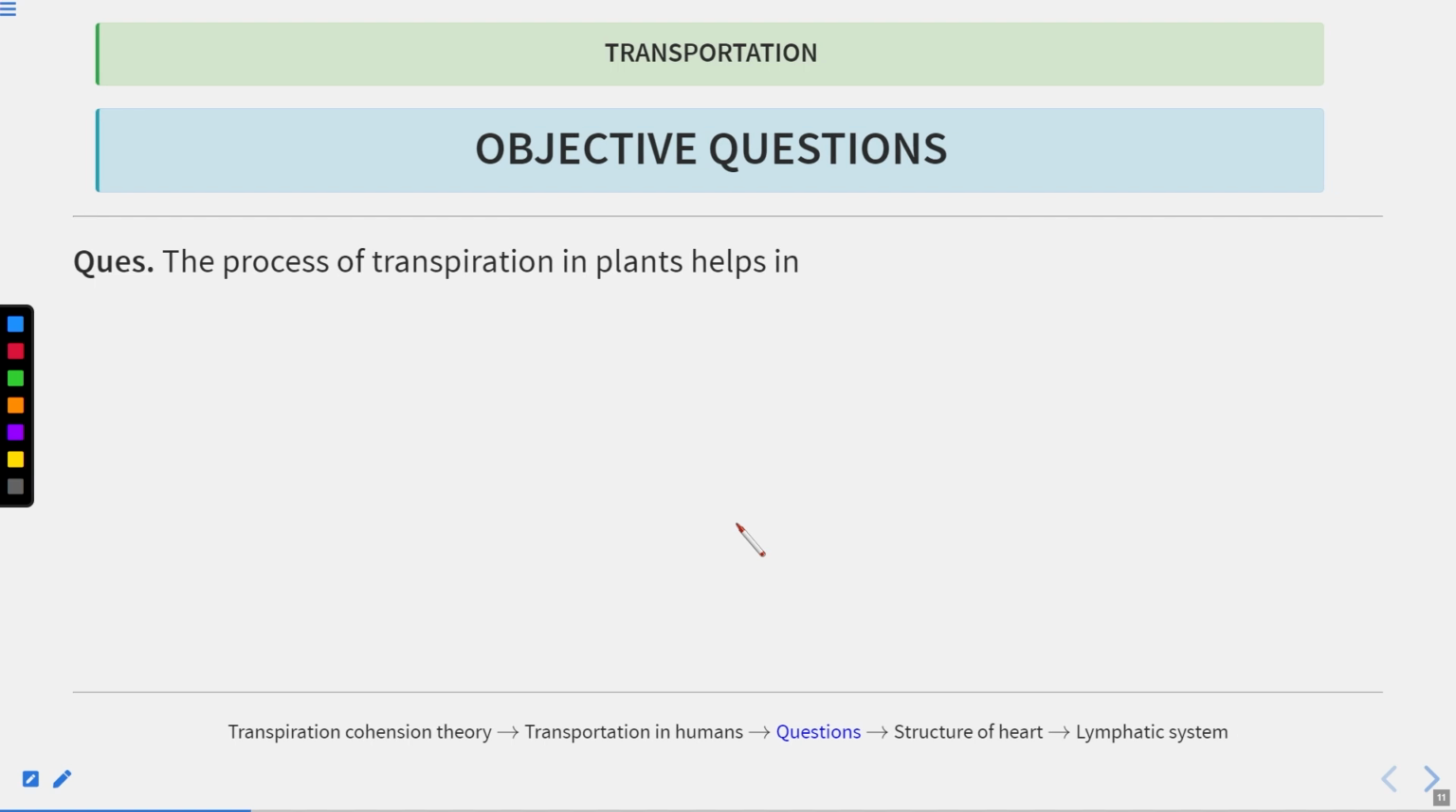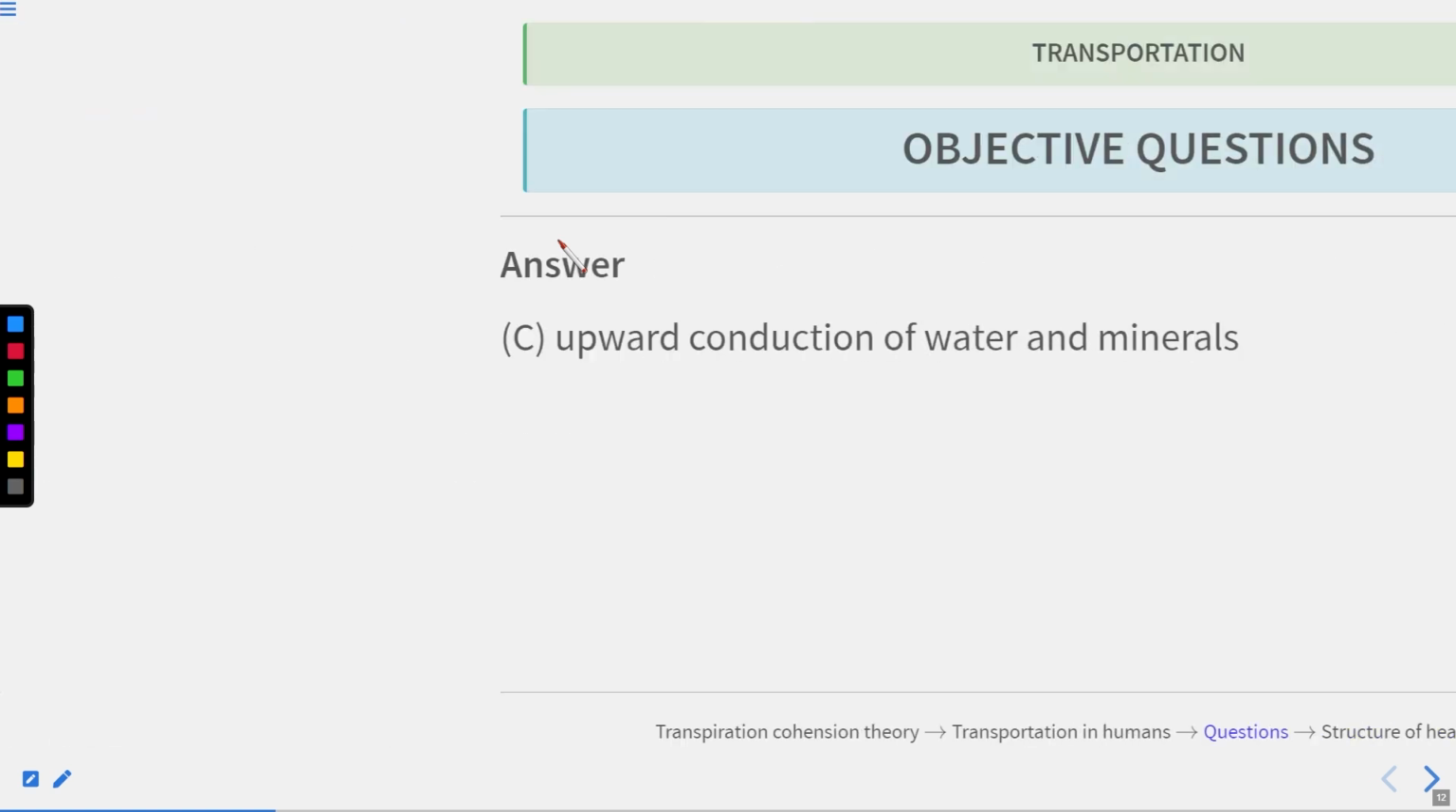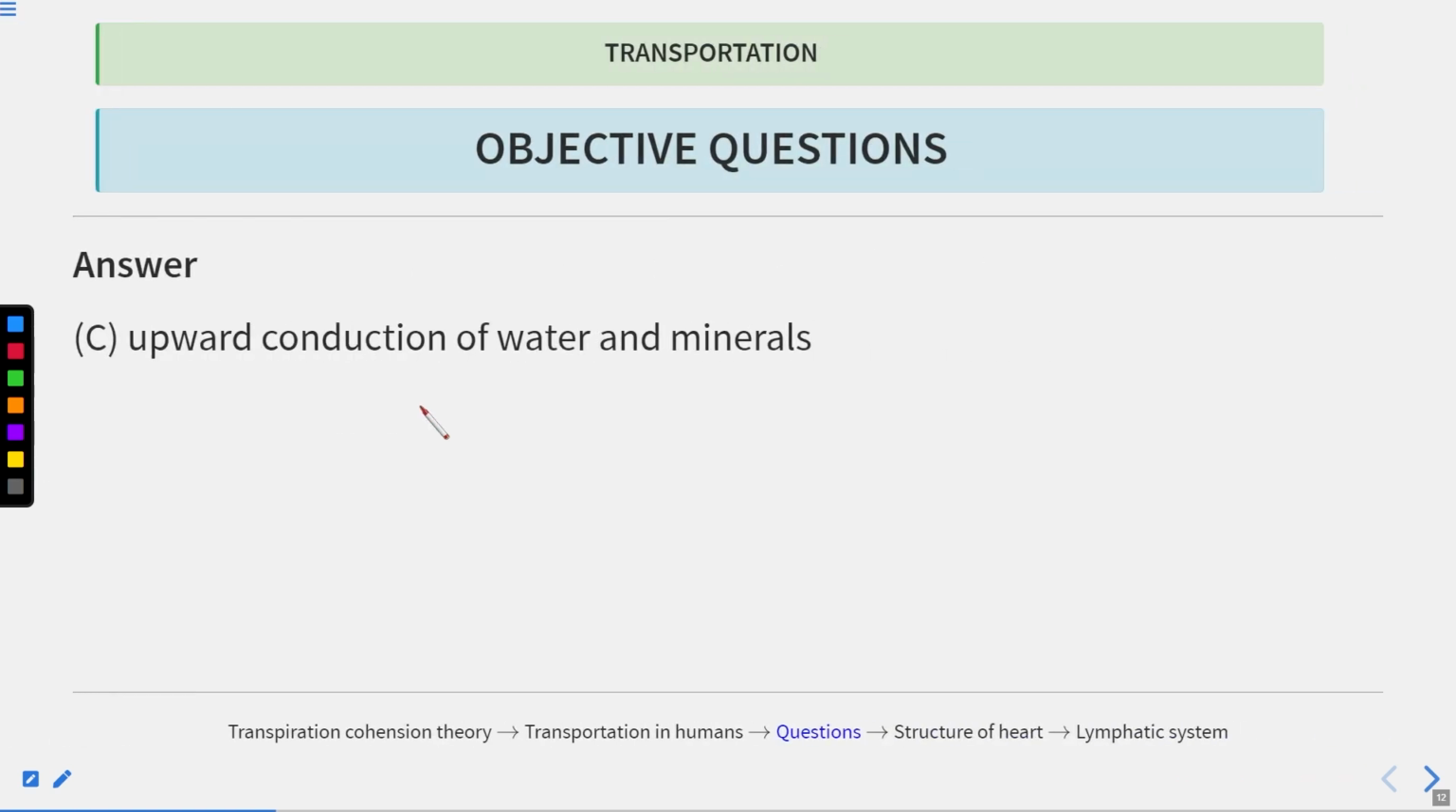The process of transpiration in plants helps in. Okay, let's have a look at the options. Opening of the stomata, absorption of the carbon dioxide, upward conduction of water, and absorption of oxygen from the atmosphere. So transpiration is the loss of water in the form of water vapor. So what will it help? Let's directly go to the answer here. It helps in the upward conduction of the water.